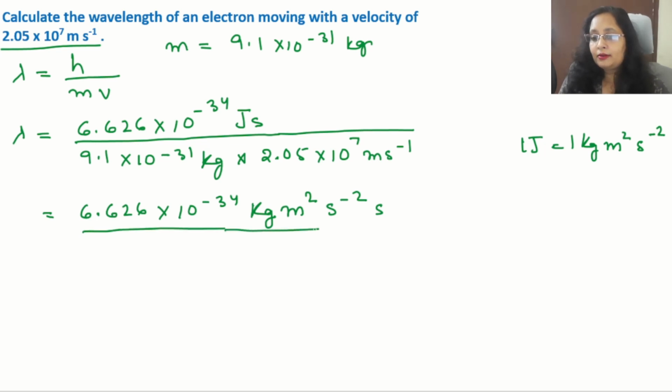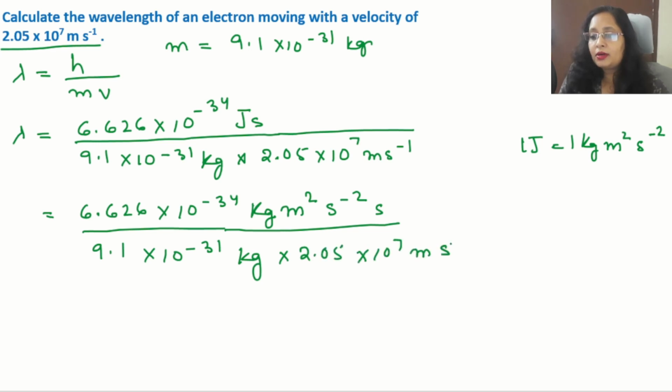Now divided by 9.1 into 10 to the power minus 31 kg into 2.05 into 10 to the power 7 meter per second. Now kg is cancelled with kg. Meter square is cancelled with meter, 1 meter is cancelled, second and per second is cancelled, and this minus 1 second and second is cancelled here. Now whatever we have left over, we will do the calculation.